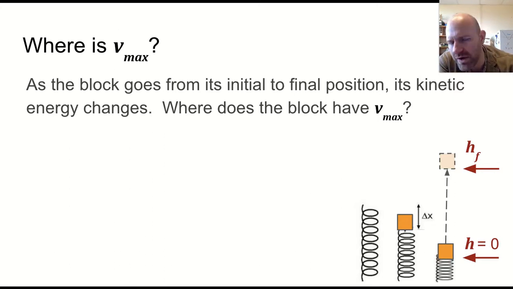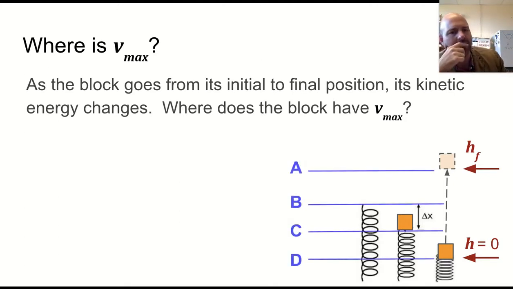So another question you might ask is, when is it going the fastest? And this is not the most obvious answer necessarily, because it's certainly at rest at the top, but it's also at rest at the bottom. So it speeds up and then it slows down, right? The spring is accelerating it up, but then at some point, the force of gravity takes over and starts slowing it down. And so we need to figure out where it has its maximum velocity. There's a bunch of possibilities. Is it at the beginning? Is it at the end?